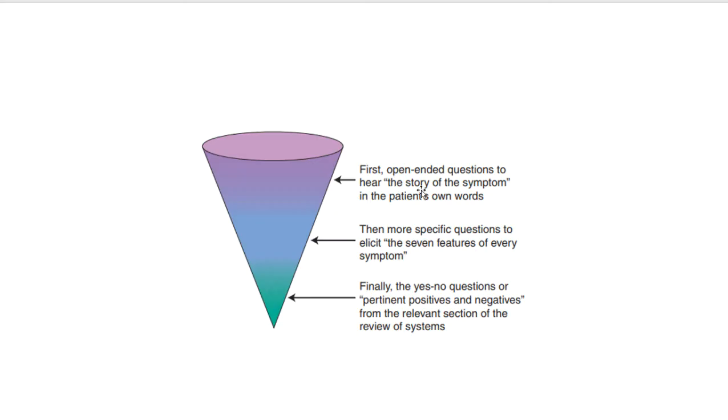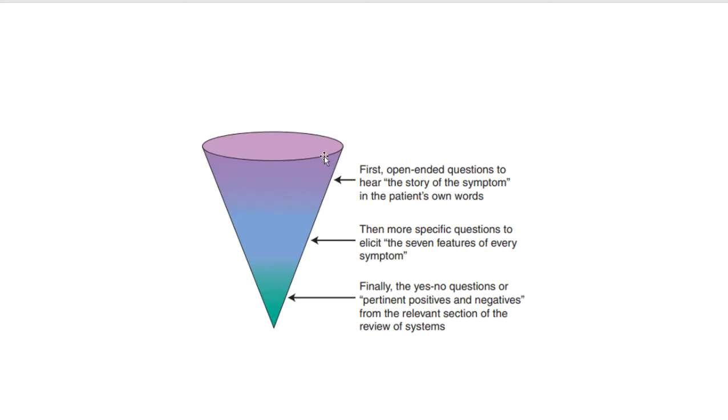When you have a brief idea about these things, you can ask specific questions to elicit the 7 features of every symptom. Now I will teach you what these 7 features of every symptom are, right? So you can ask a specific question. Then finally, yes or no questions, to get the positive and negative points from the patient's history, and then you can come to a working diagnosis, right?